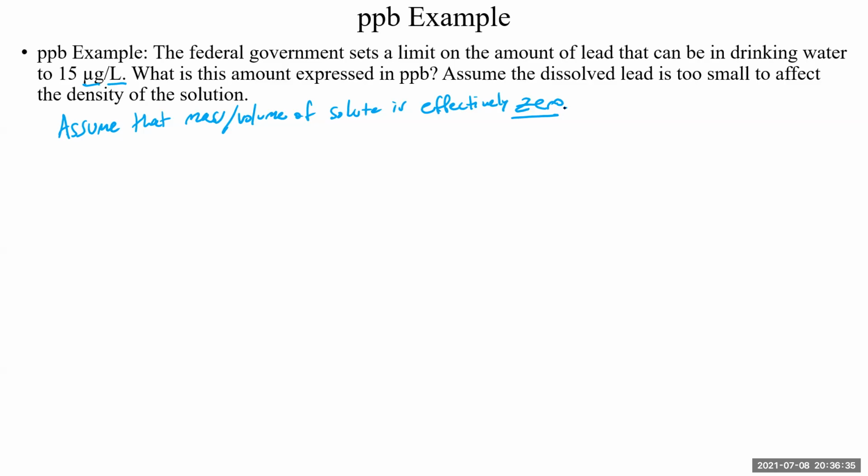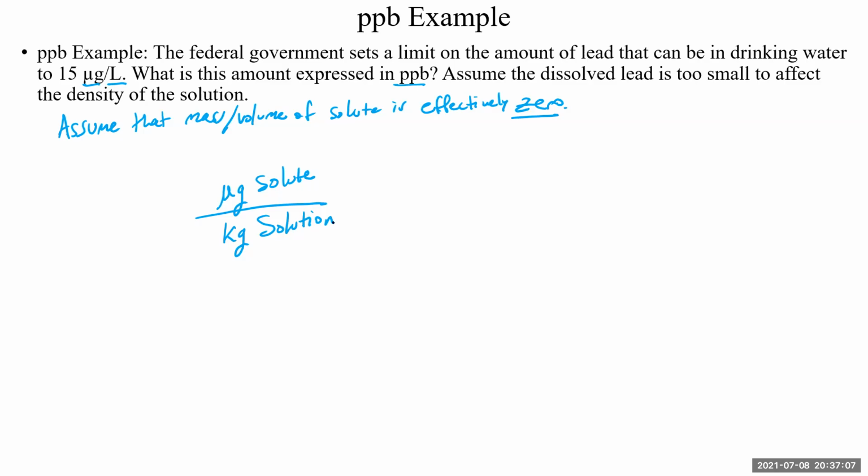Okay, so the federal government sets a limit. So 15 micrograms per liter. What is this amount expressed in parts per billion? Okay, so let's remember, what is the definition of part per billion? One way to figure out parts per billion is to get the micrograms of solute divided by kilograms of solution. Actually, this is pretty much done for us, isn't it? I think it's the same number. Let's see, but let's just work it out and make absolutely sure.